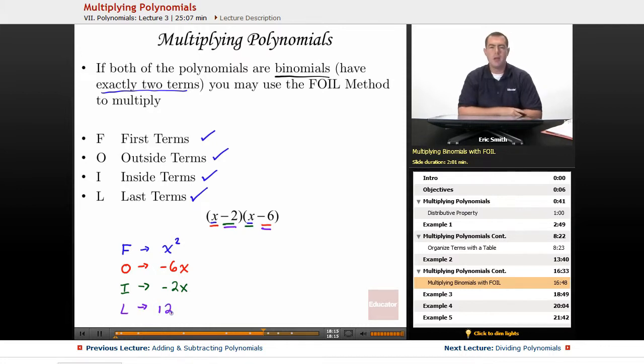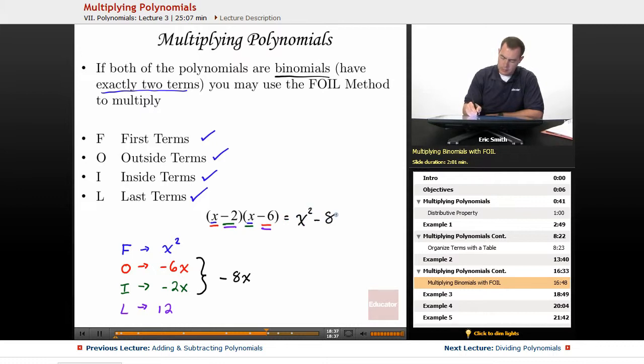Positive 12. So we really do get all of our terms by remembering first, outside, inside, last. Now, with this method, oftentimes your outside and inside terms will be like terms, and you'll be able to combine them. And this one's no different. They combine to be 8x. Once you have all of your terms, feel free to write them out. So this is x squared minus 8x plus 12. And really, the more you use this method, it'll really come in handy for factoring a little bit later on.